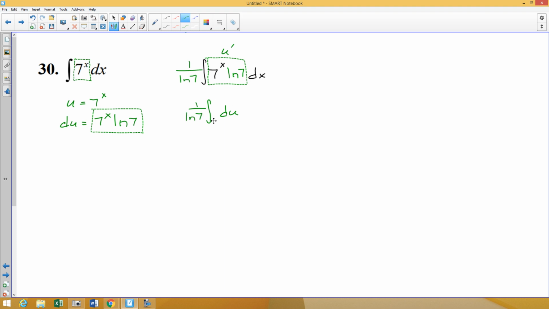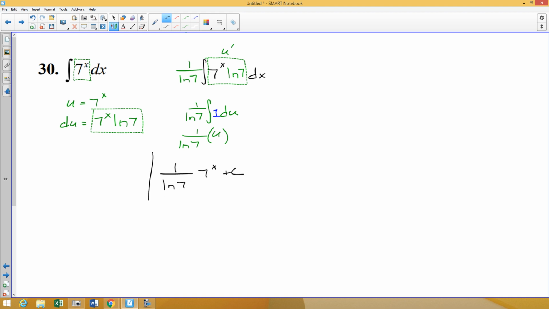And this new antiderivative, the antiderivative of du, well, there's an understood 1 stuck between those two. That's a messed up looking 1. And the antiderivative of 1 would just be u, and there's still a 1 over natural log 7 in front. So we have 1 over natural log 7 times u, but u is 7 to the x. So my answer is actually 1 over the natural log of 7 times 7 to the x plus c.